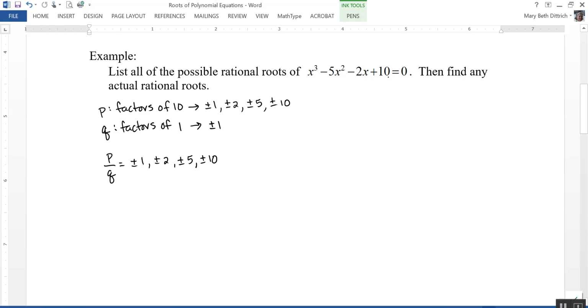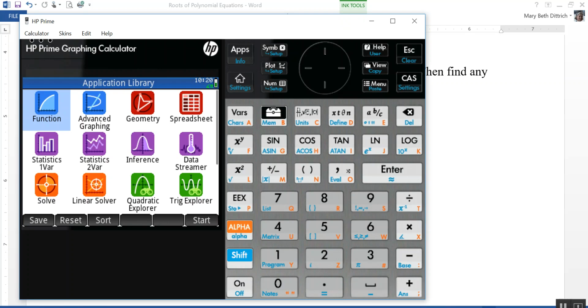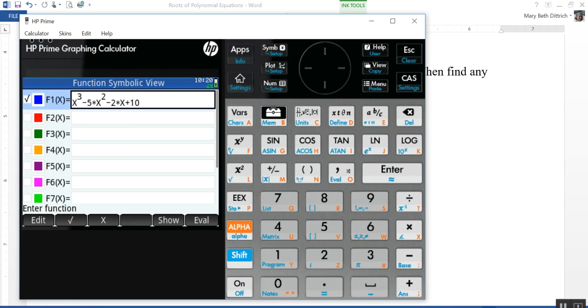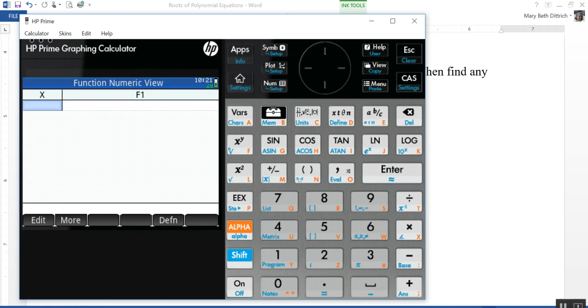Now, I could plug each one of those in and use synthetic division. In fact, that's kind of what you would have to do if your teacher says you can't use a calculator. But I'm going to go ahead and graph this and use my calculator. On my HP Prime, I go into the function app, and I've already put that function into f1 of x. I'm going to go to Num to give me a table of values, and I'm going to try each one of those numbers in there.